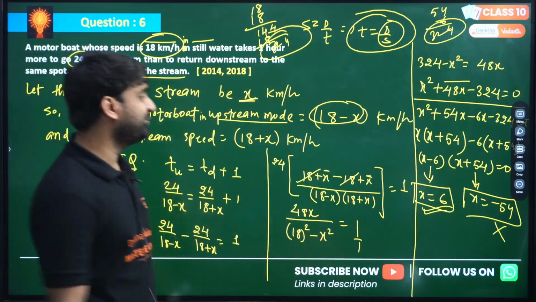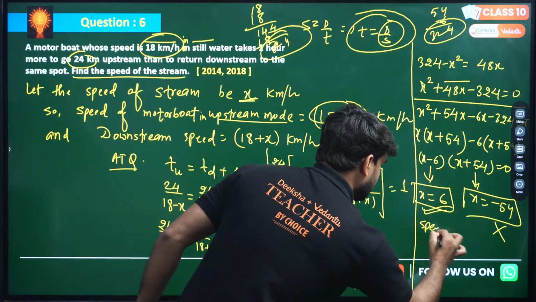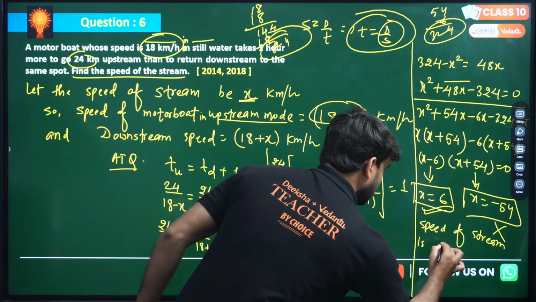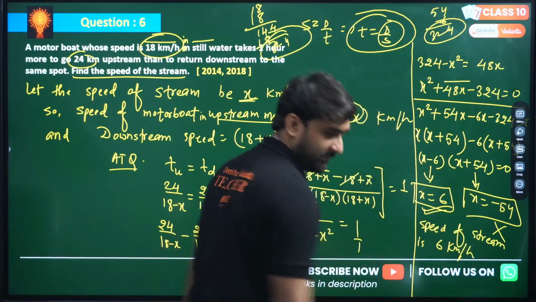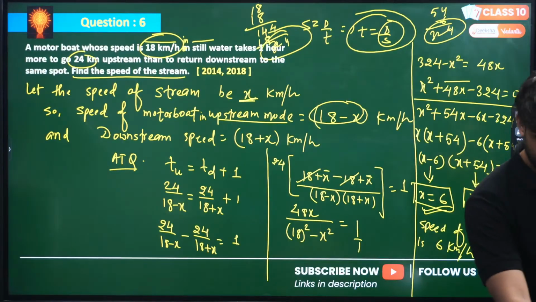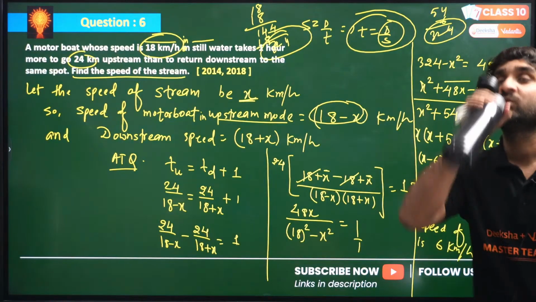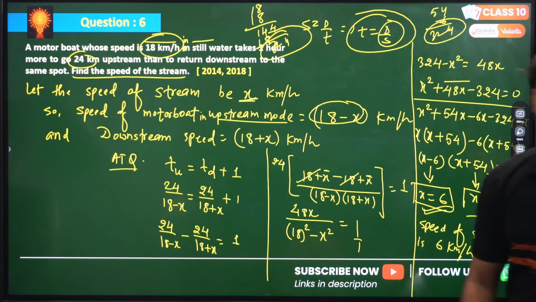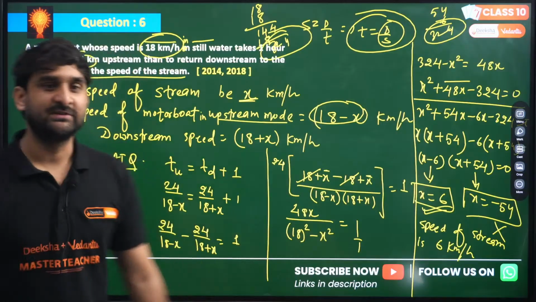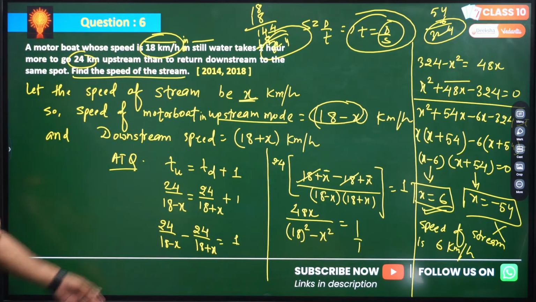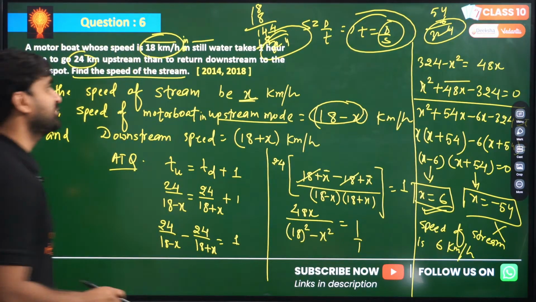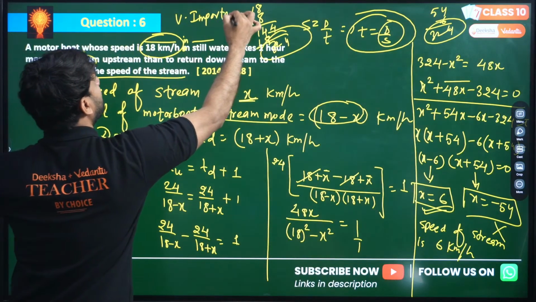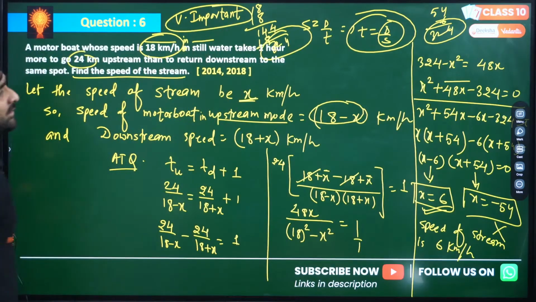So what is the speed of stream? The speed of stream is x kilometer per hour. Speed of stream is 6 kilometer per hour. Answer. 6 kilometer per hour is the answer. Yes, my dear champ, 6 kilometer per hour is the answer. Take a screenshot. Very important question and very important solution.